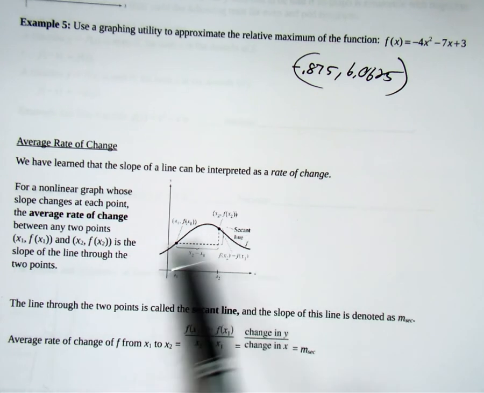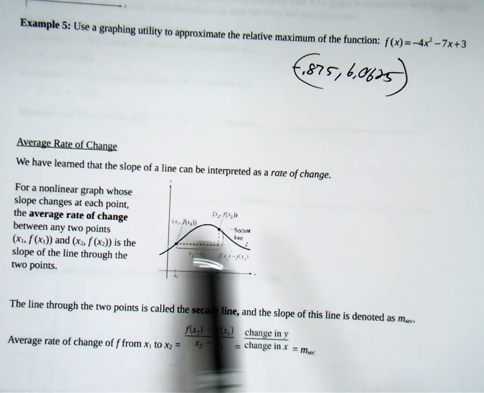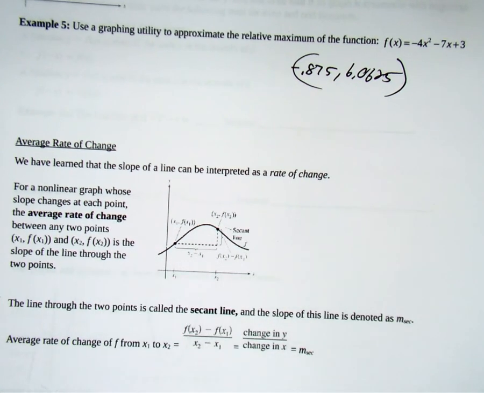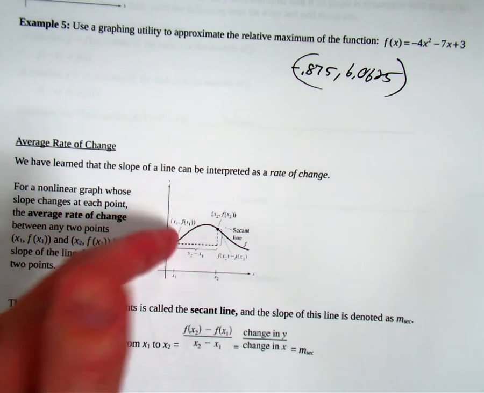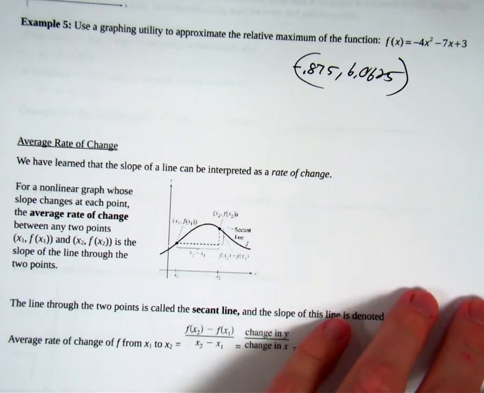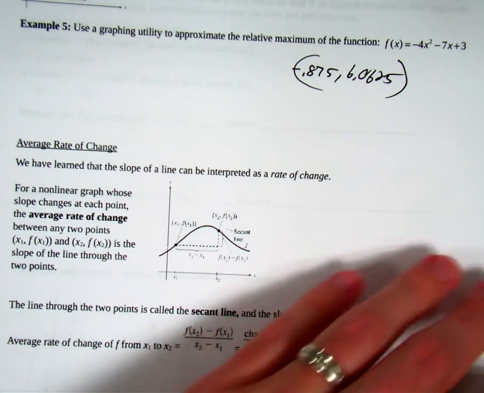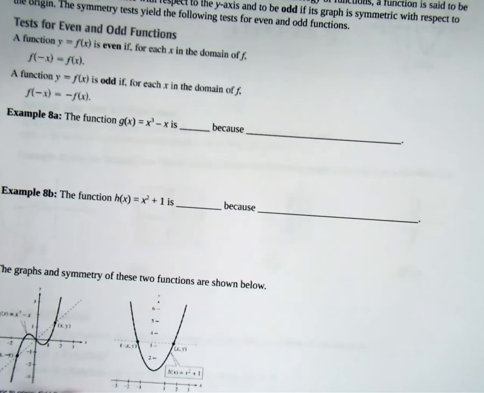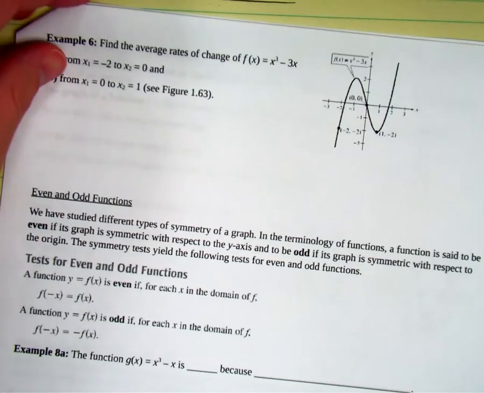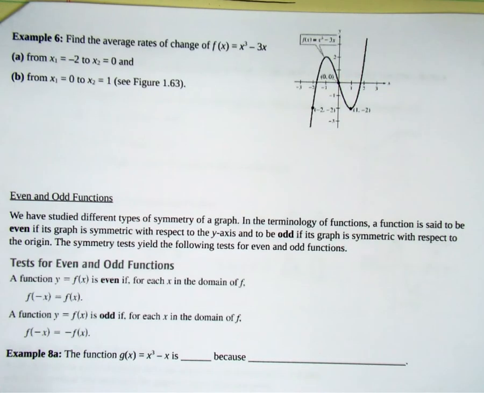We're picking 2 points on a curve and doing the slope formula, and that would be the average rate of change between those 2 points. And that answer would change with every different set of points probably that we picked. Okay? It's still y2 minus y1 over x2 minus x1. All right, find the average rate of change from -2 to 0.